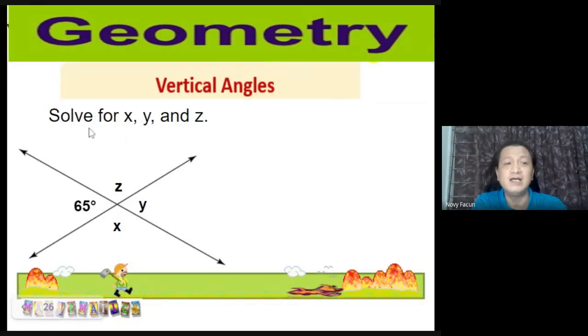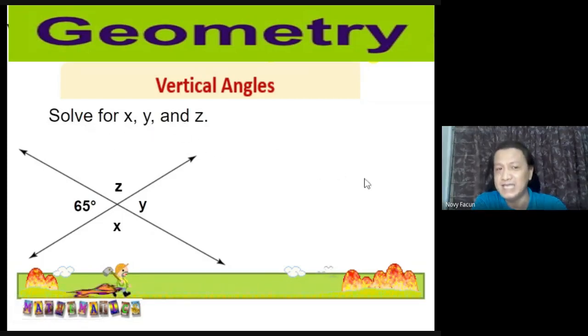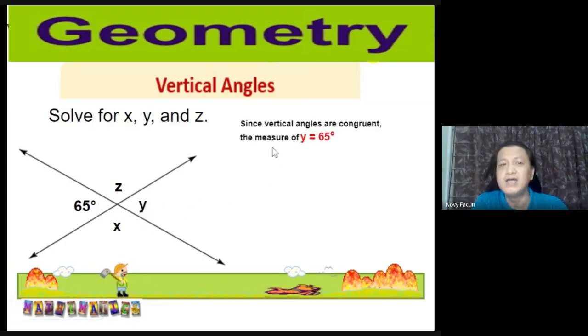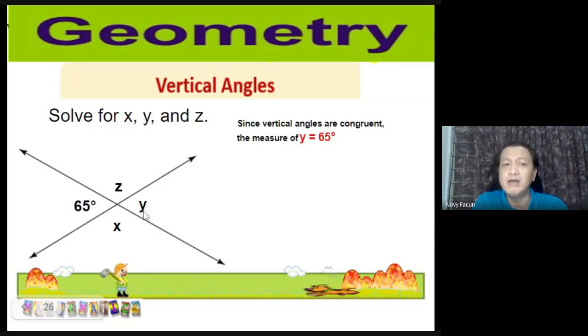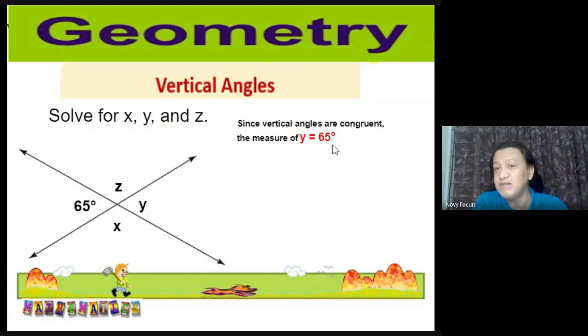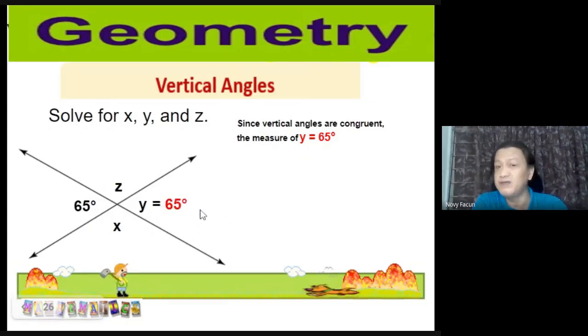Okay, now let's apply the vertical angles concept. Solve for x, y, and z. So given yung 65 natin degrees. First, ang pinakamadali dito, hanapin mo yung y. So, ano yung solution natin dyan? Okay. So, since vertical angles are congruent, the measure of y is also 65 degrees because according to the definition, vertical angles are always congruent. Kaya kukopihin mo lang. And that is 65 degrees.